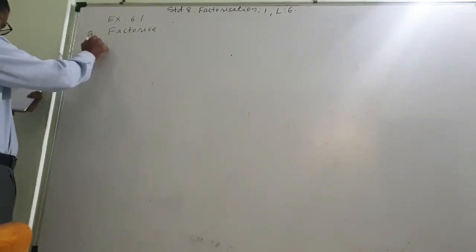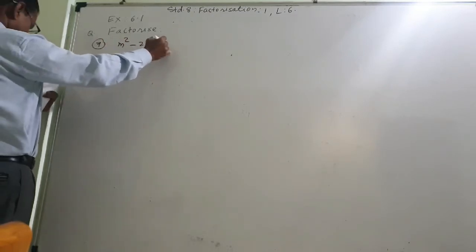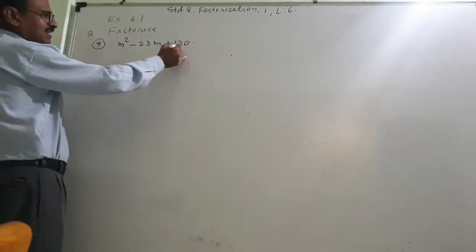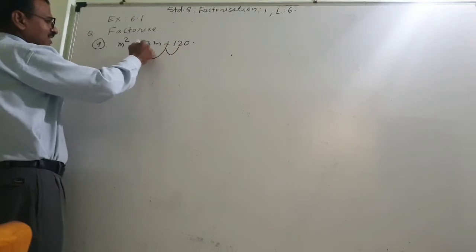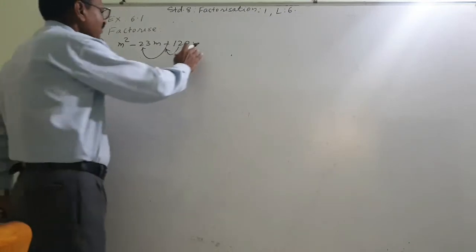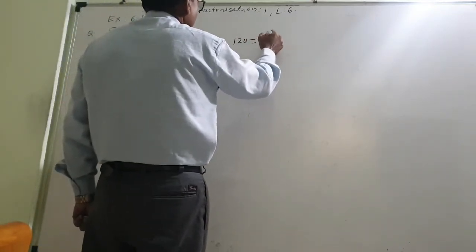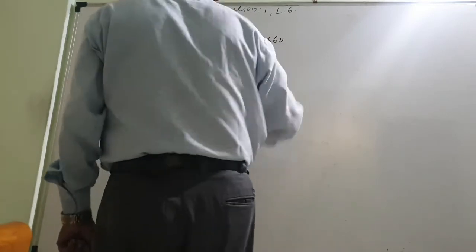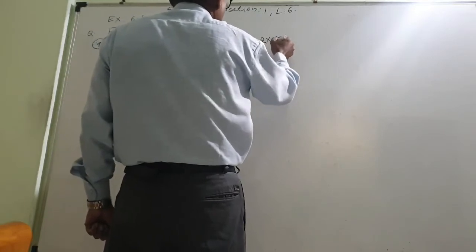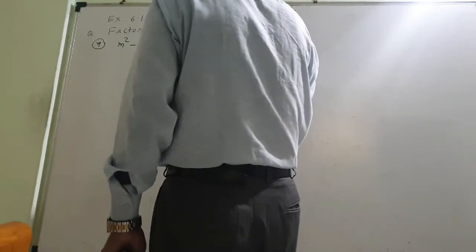Seventh sum: m square minus 23m plus 120. Find the factors of 120 such that their addition is minus 23. Addition means same signs I have to give. So 120 factors I want to find. 120 is nothing but 2 into 60. 2 plus 60 is 62, no use. 2 into 30, now this will be 4. 30 plus 4 is 34.